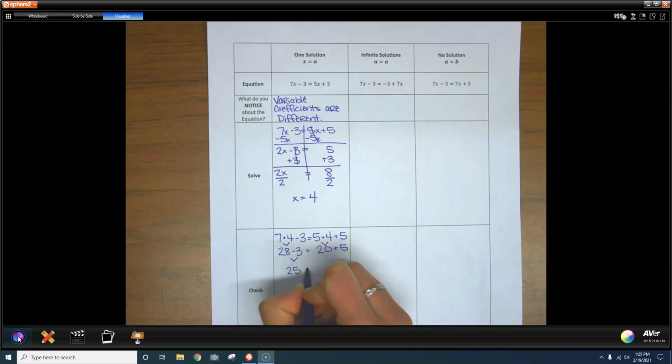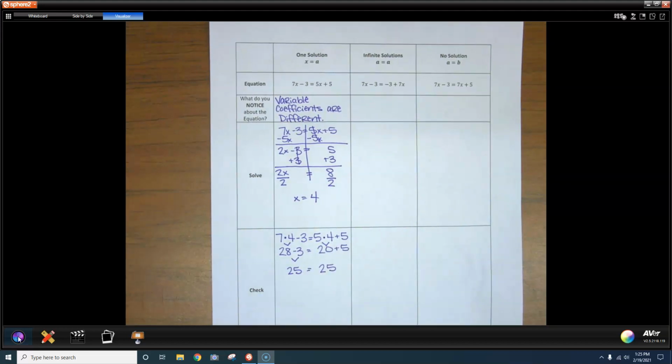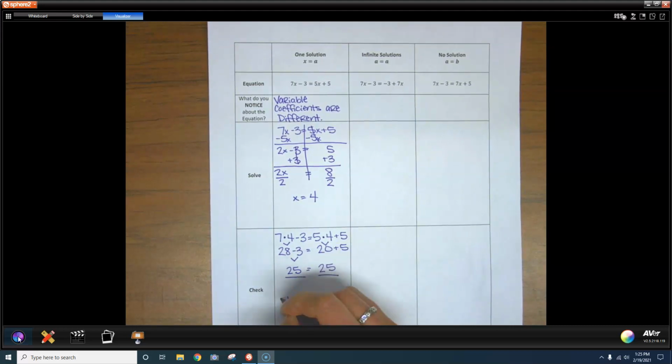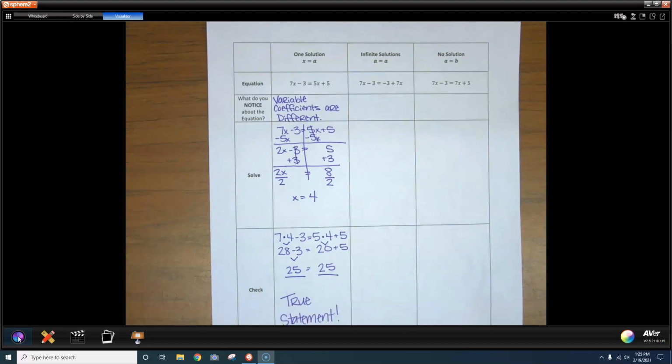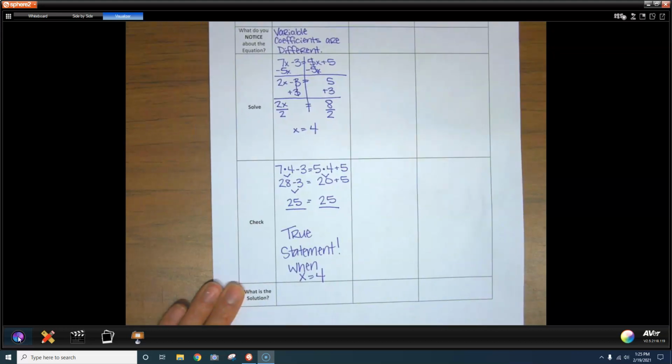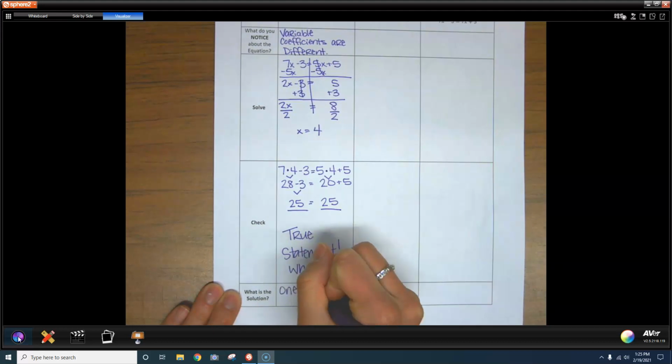25 equals 25. Now you're going to think that's infinite solutions, because a number equals a number. That's not infinite solutions. What this is, is a true statement. And that statement was made true when x equals 4. It's only true when x equals 4. So what is the solution? It's one solution.